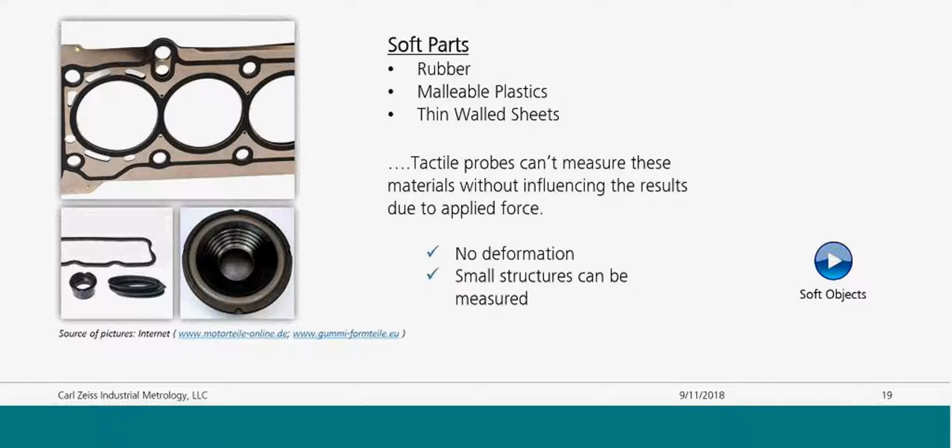Tactile probes, like I said, would cause deformation, and obviously tactile probes have a diameter to the ruby, so you can't get it down into all those small nooks and crannies. For instance, on the pictures on the left, if you had a ring of sealant on a part like this, you couldn't measure it with a tactile probe, but you could measure it with a CFS or the dot scan.